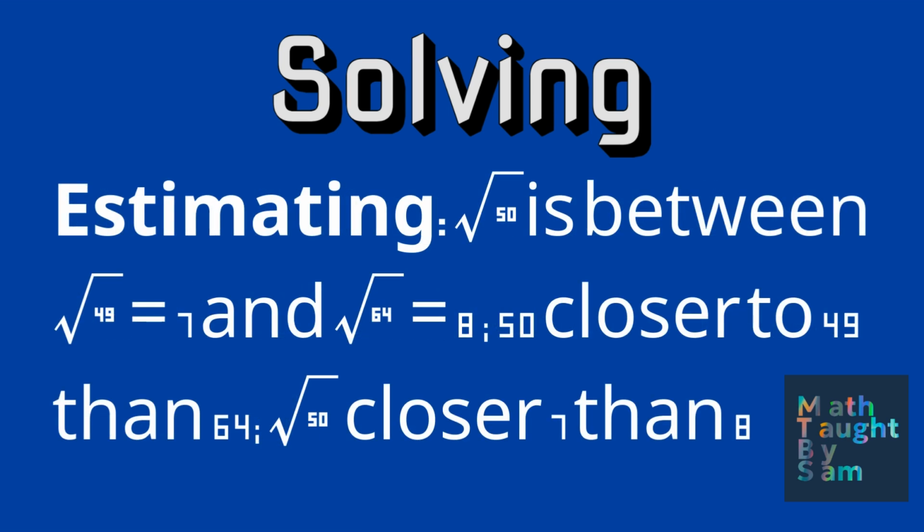Solve for a square root by estimating. Example, the square root of 50 is between the square root of 49, or 7, and the square root of 64, or 8. So you know the square root of 50 is between 7 and 8. To get more precise, 50 is closer to 49 than 64. So the square root of 50 is closer to 7 than 8.